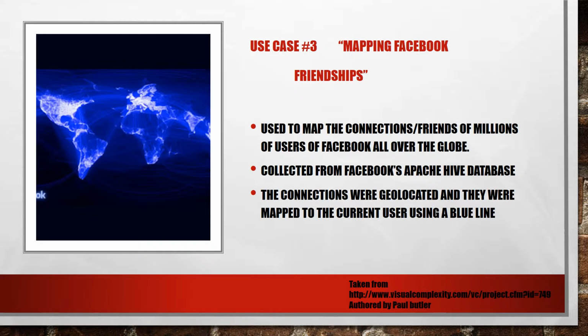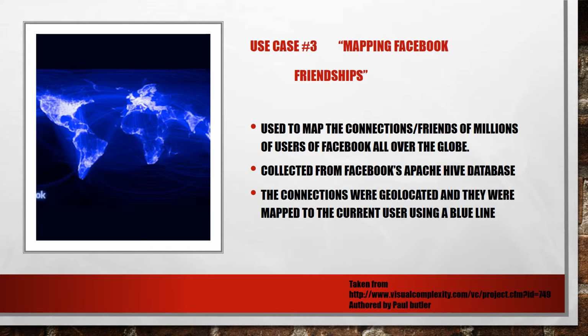Moving on to the next use case. Use case number three is mapping Facebook friendships. So this is used to map the connections and friends of millions of users of Facebook all over the globe. This data has been collected by the author from Facebook's Apache Hive database. You can notice that the connections were geolocated and they were mapped to the current user using a blue line.